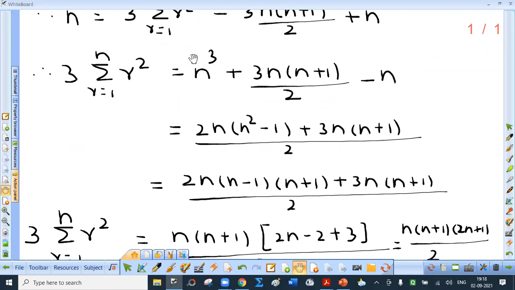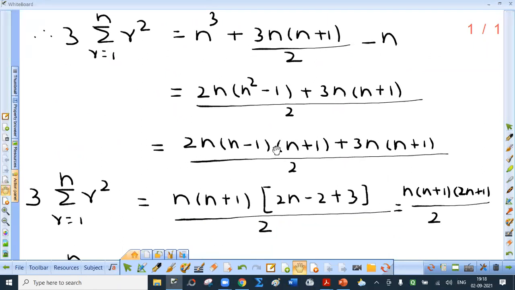Take n common from n cube minus n. It is n into n square minus 1. But LCM is 2. That is why 2n. Now what are the factors of n square minus 1? n minus 1 into n plus 1.